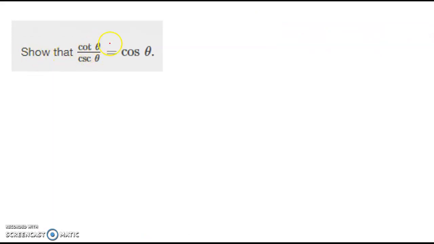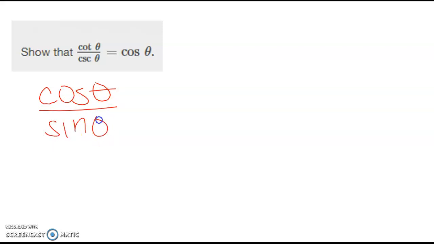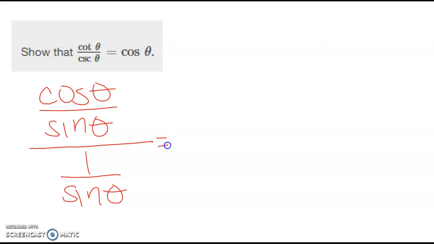All right, so it says show that cotangent theta over cosecant theta is equal to cosine theta. All right, so we know that cotangent, again, is equal to cosine theta over sine theta. And we know cosecant is equal to 1 over sine theta. Well, we know when we divide, we're going to keep the first term. So we'll say equals cosine theta over sine theta.